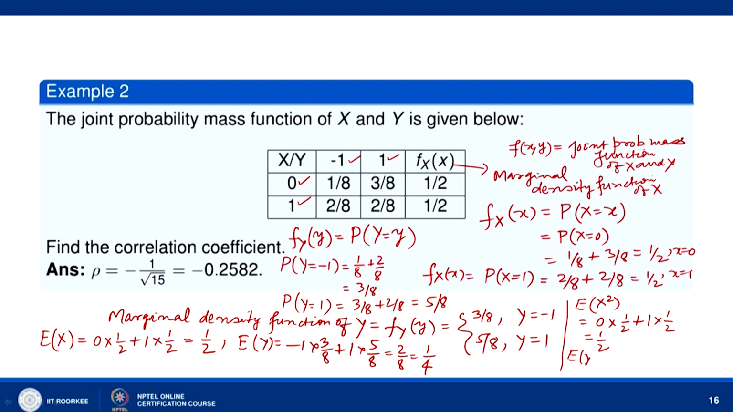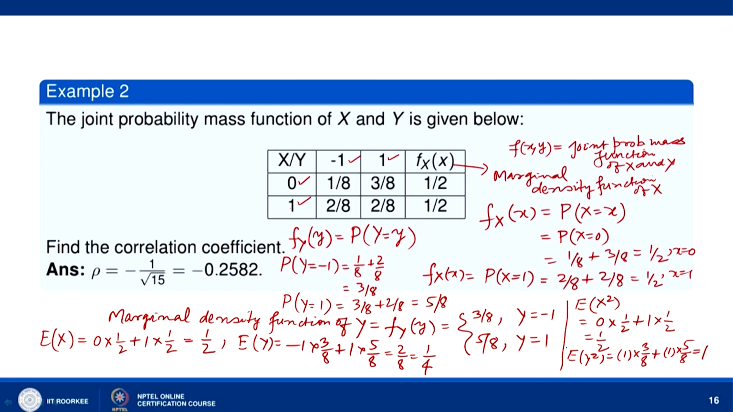Expected value of Y square we can find. Now, Y is taking value minus 1 and plus 1. So, minus 1 square is 1, into the probability 3/8, plus 1 square means 1 multiplied by 5/8. So, we get 8/8, that is equal to 1. So, we have got the values of expectation of X square and expectation of Y square.